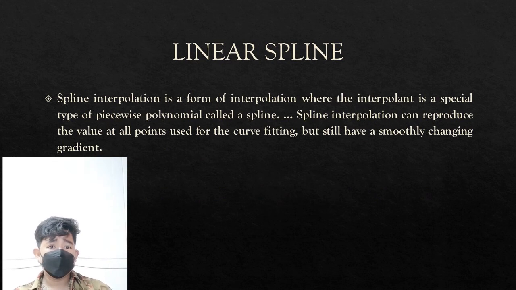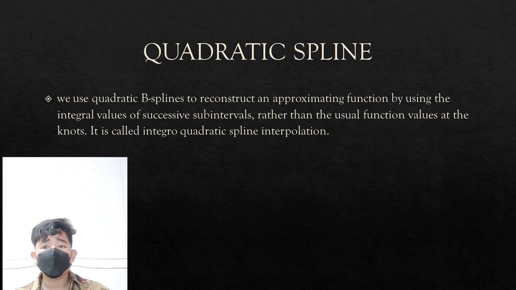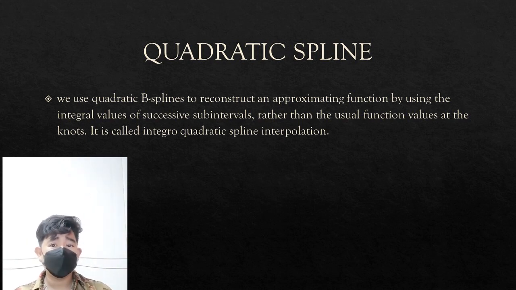Linear splines: spline or linear spline interpolation is a form of interpolation where the interpolant is a special type of piecewise polynomial called a spline. Spline interpolation can pass through all points used for curve fitting, but still have smoothly changing gradients. Next, with quadratic splines, we use quadratic B-splines to reconstruct an approximate function by using the integral values successively in subintervals rather than the usual function values at knots. It's called integral quadratic spline interpolation.